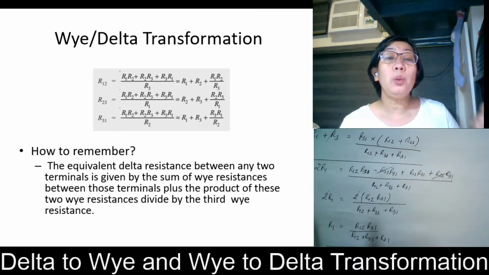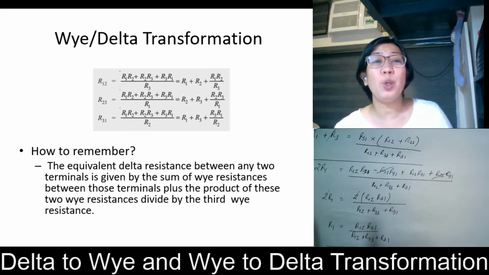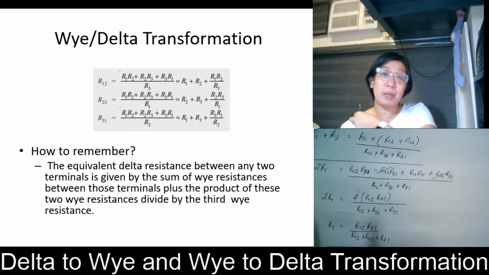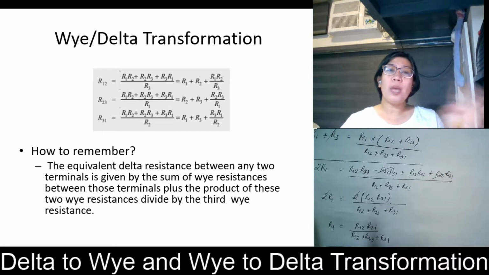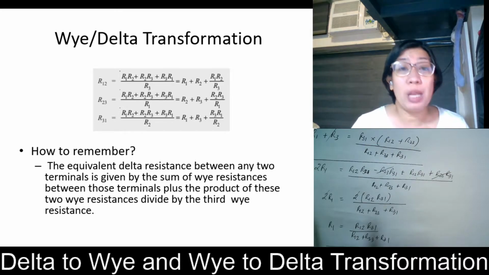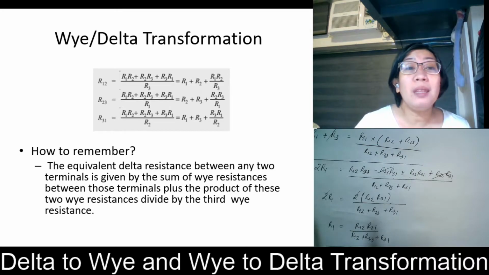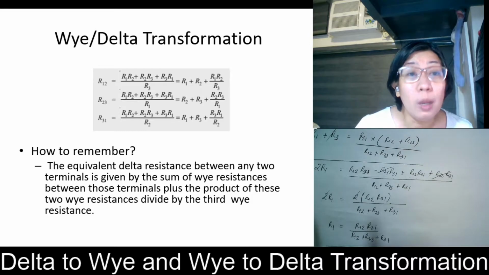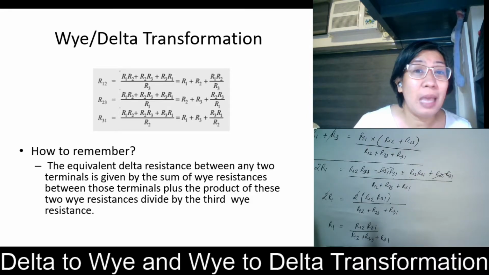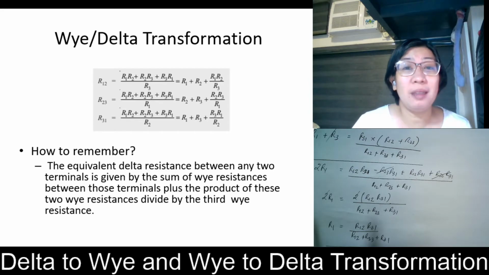Solving for R12, R23, and R31, they have the same numerator. So from delta to Y, we have the same denominator, and from Y to delta, we have the same numerator. But look at the denominator, because it is at the denominator that they will differ. If we wanted to solve for R12, our denominator is R3, the one which is missing. This is R1, R2. What is missing? R3. So that is the one in the denominator.